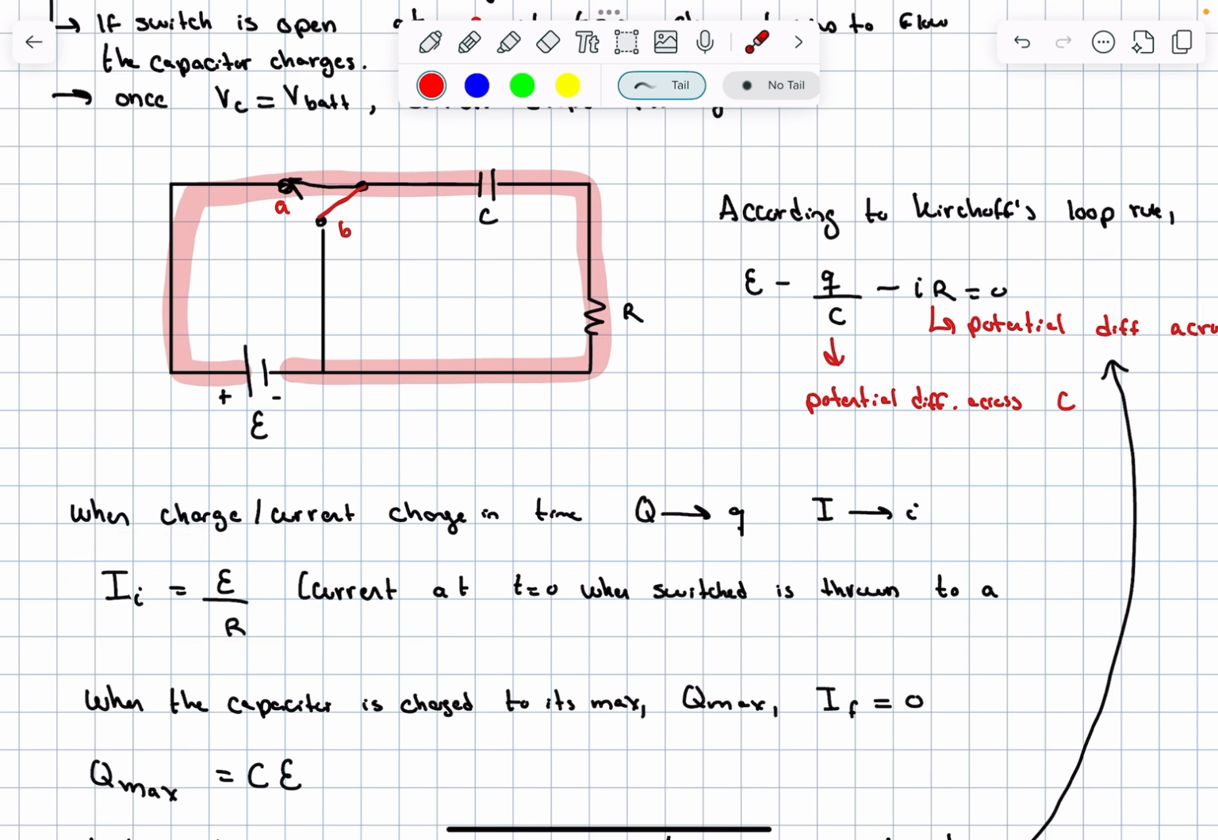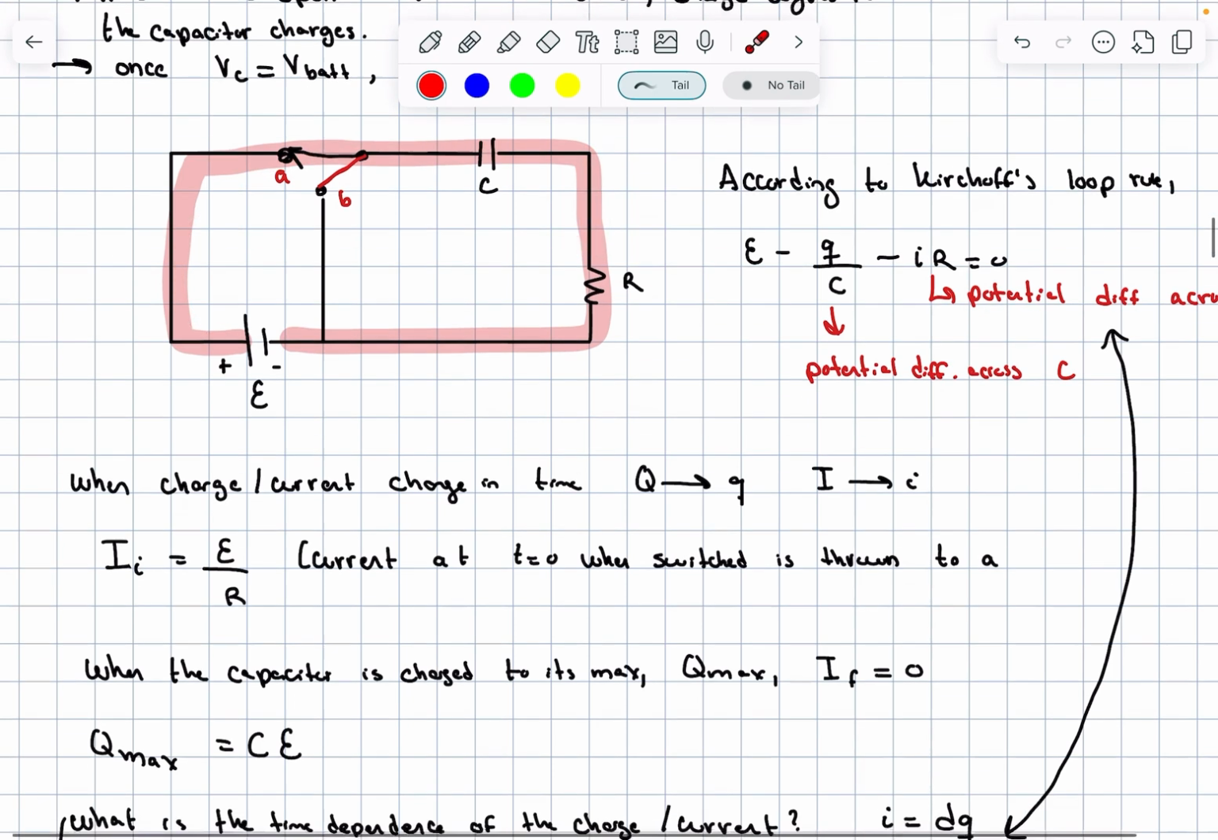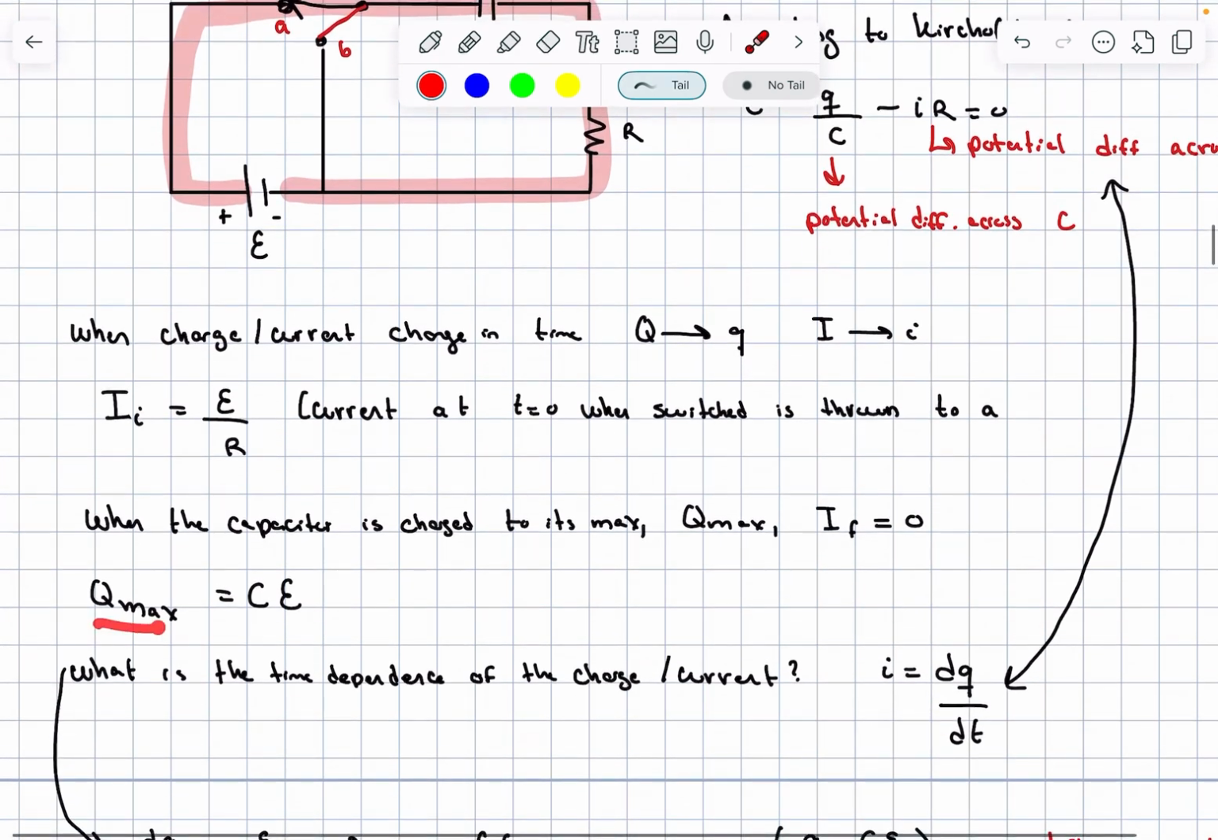But then when the capacitor is charged to its max, Q max, our final current is going to be 0. So once this is fully charged, no more current is flowing through there. We also know that Q max is equal to C times E, where this is just the electromotive force here.